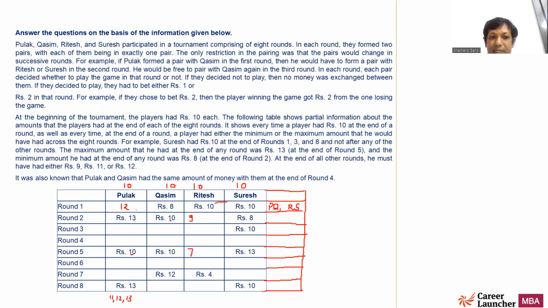Now here, this is 10 because it is 10 itself. This is 8. So 8 has to be minimum. This is 12. Then 12 has to be maximum. So the remaining values are going to have either 9 or 11.